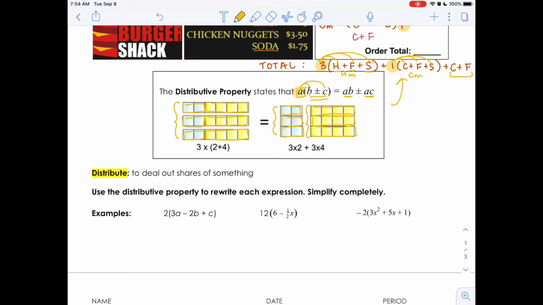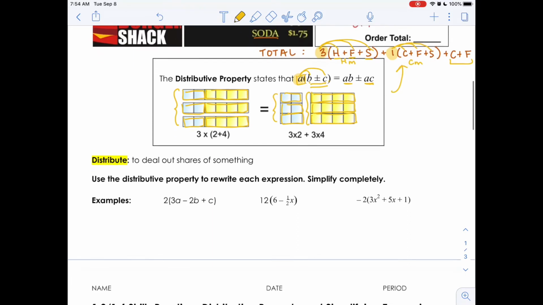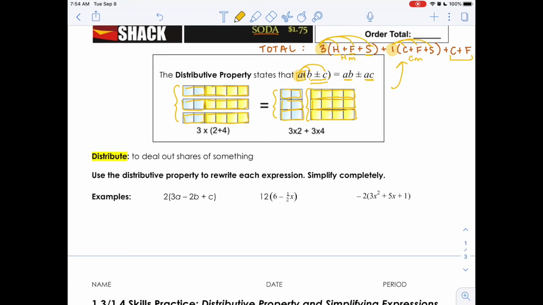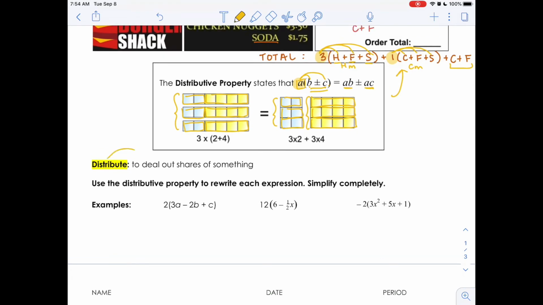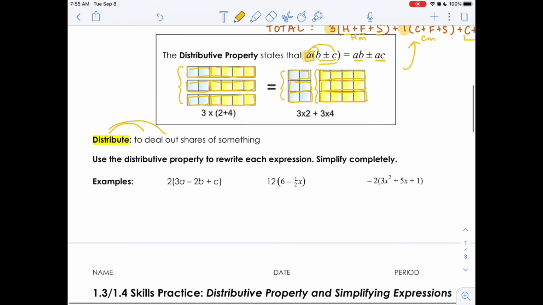So this might seem a little silly, like why are we doing this? Why does it matter? Well, it can help us to simplify an expression further and to get closer to a final answer, a more simplified answer. So this idea of distributing, as you might see when I'm drawing these little arrows, what it means is that I'm dealing out or I'm passing out shares of something. So if I were going to distribute a ticket to each student, I would be passing out a ticket to each student.